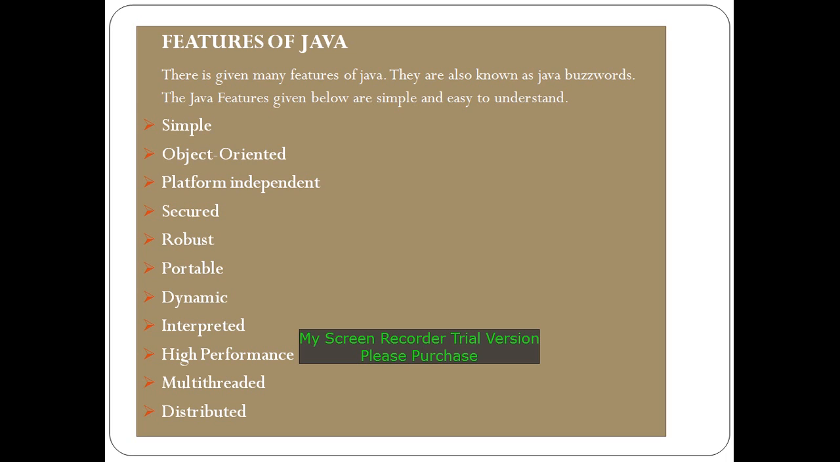And it is secure. Whatever instruction we are giving should not be disturbed by any other people, so it is very secure. If any problem occurs, it is easy to understand. Robustness is very easy; robustness means we can easily troubleshoot problems. And it is portable, we can easily transfer it from one place to another. And it is dynamic, interpreted, high performance, multi-threaded, distributed. How Java provides these features, we will see in the next classes.